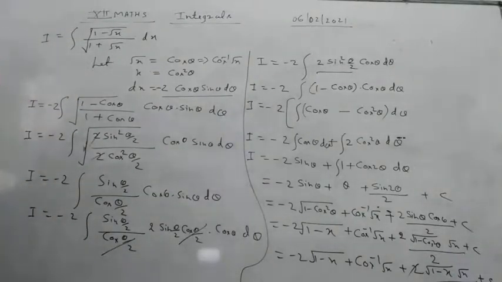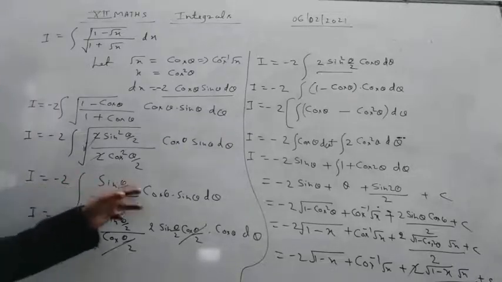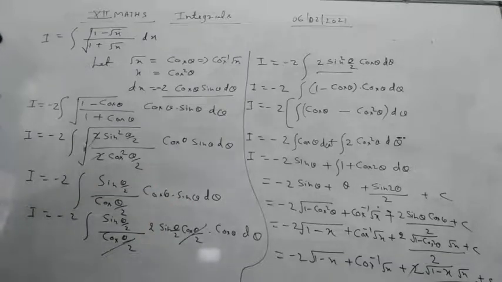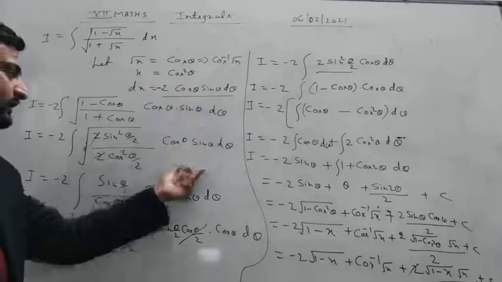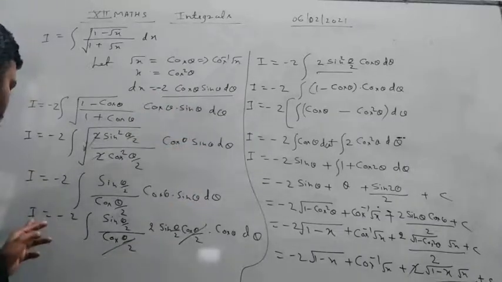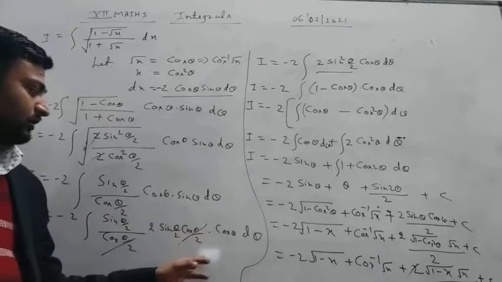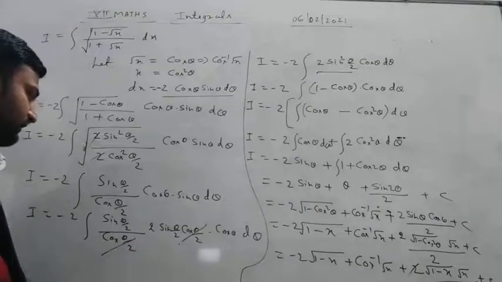Okay friends, so I is equal to minus 2 sin theta by 2 over cos theta by 2, times cos theta sin theta d theta, because dx is this, so we write this at the place of dx. And then I is equal to minus 2, this is 2 sin theta by 2 cos theta by 2 cos theta d theta, and this cos and cos will cancel, friends.